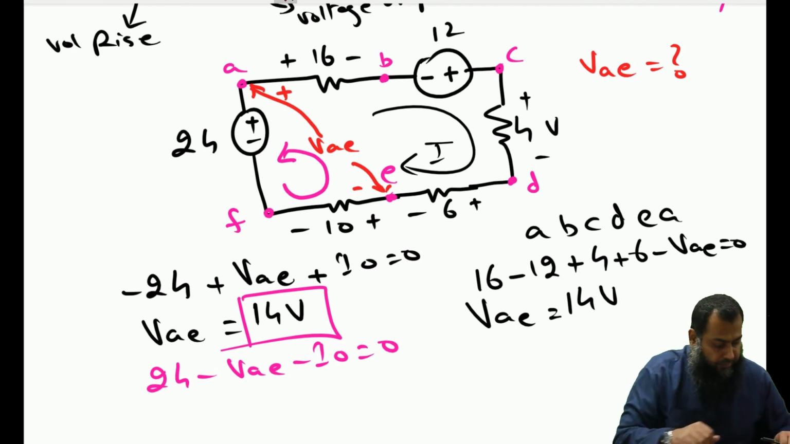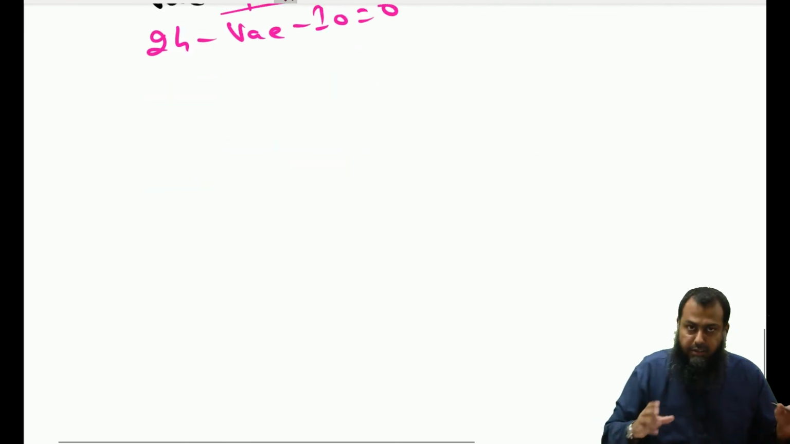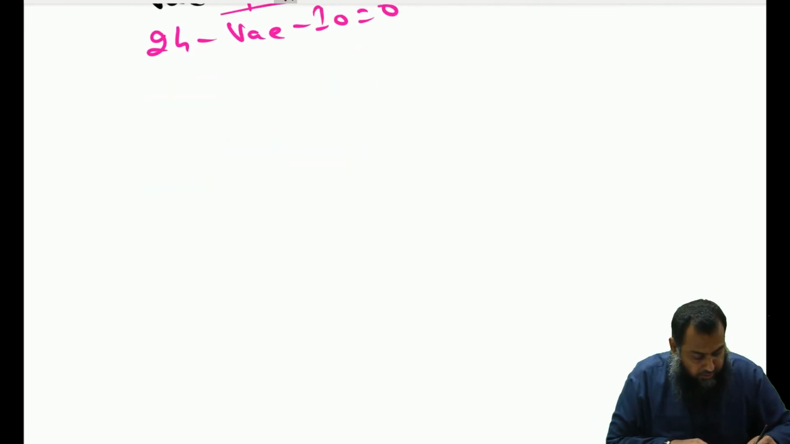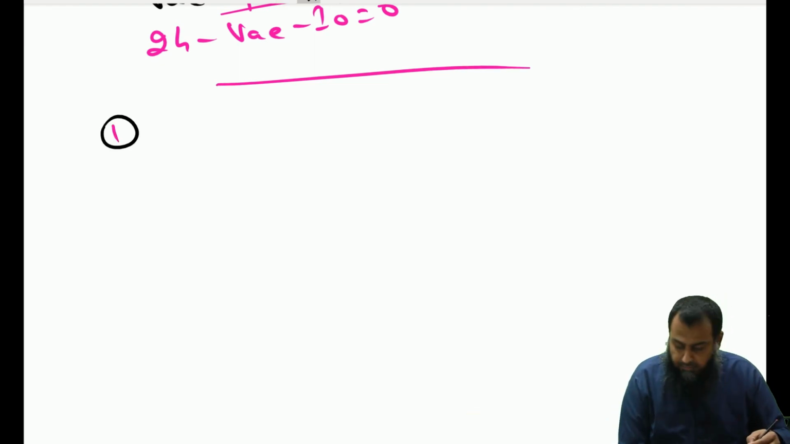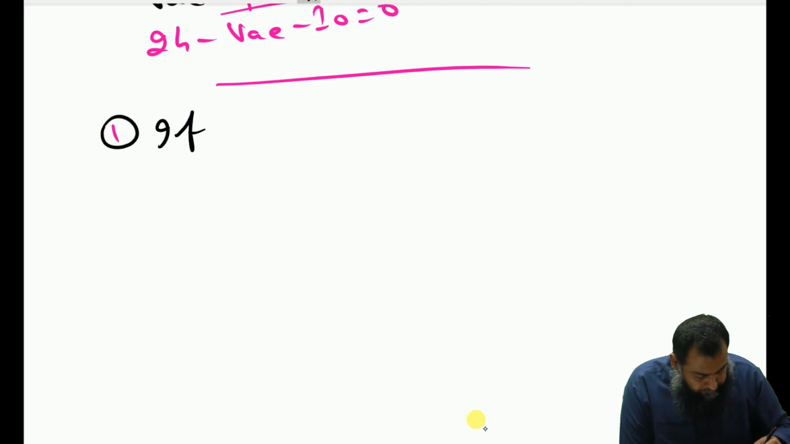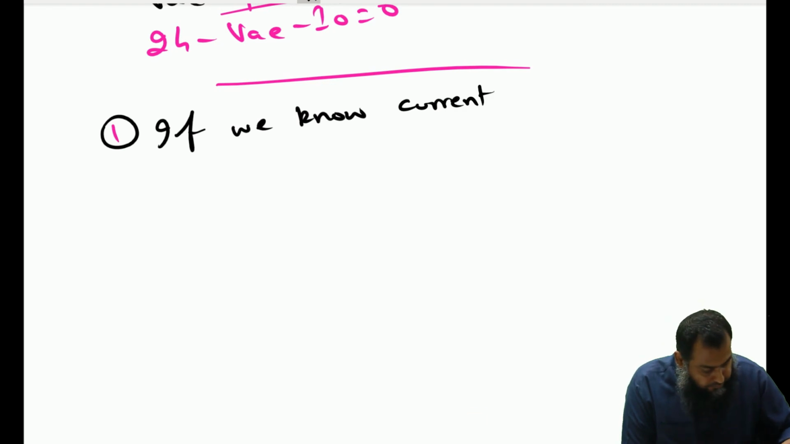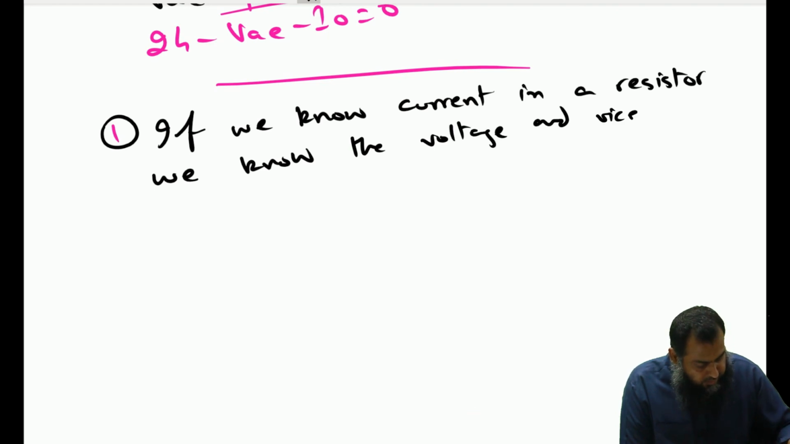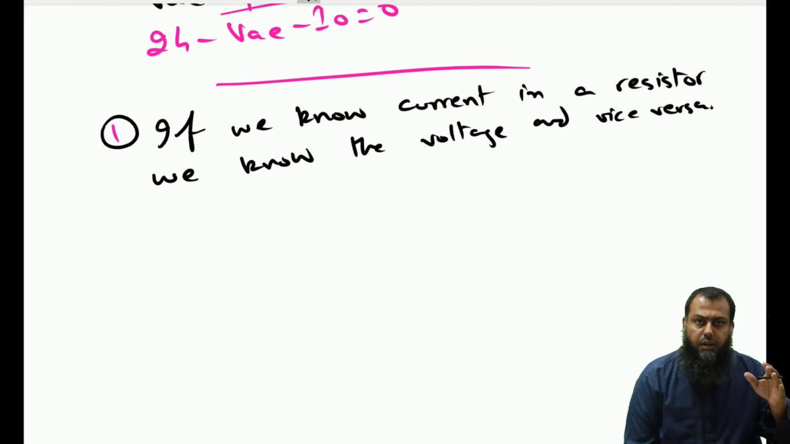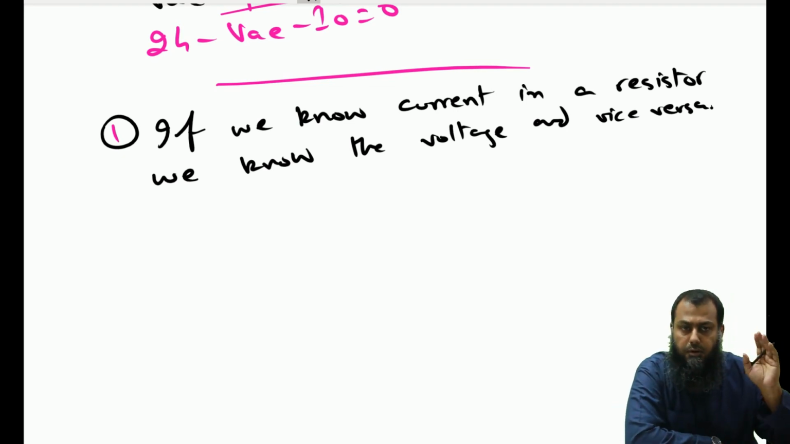So this is one thing. But the most important point, if I summarize these three laws in a nutshell, we have from the Ohm's law that if we know the current through a resistance, we know the voltage, and vice versa. This is the straightaway conclusion with respect to the Ohm's law.